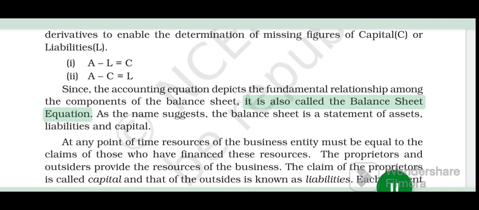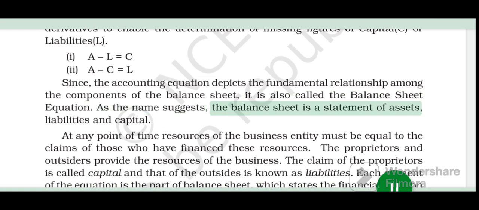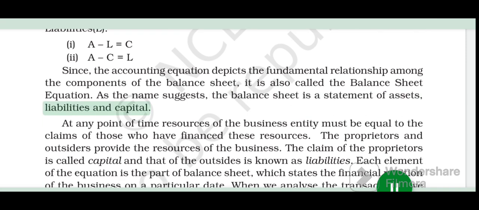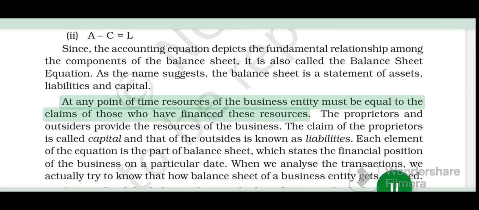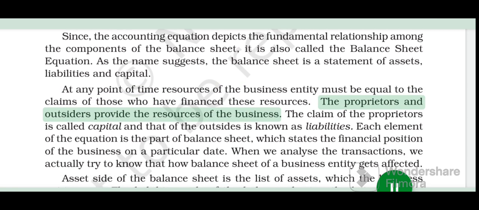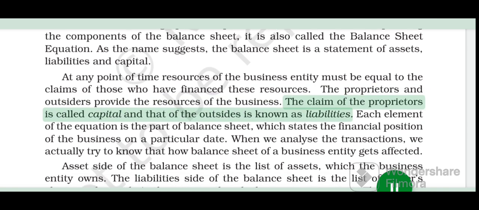Since the accounting equation depicts the fundamental relationship among the components of the balance sheet, it is also called the balance sheet equation. As the name suggests, the balance sheet is a statement of assets, liabilities and capital. At any point of time, resources of the business entity must be equal to the claims of those who have financed these resources. The proprietors and outsiders provide the resources of the business. The claim of the proprietors is called capital and that of the outsiders is known as liabilities.